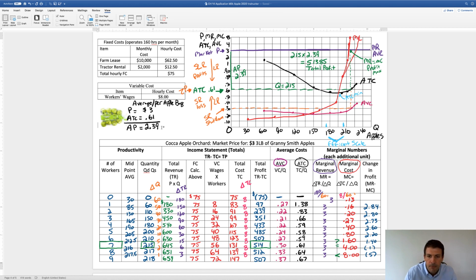All right. Total profit, again, you're just going to take total revenue minus total cost. So 0 minus 75 gives me a net loss of $75. 180 minus 83 gives me a profit of 97, and all the way down.